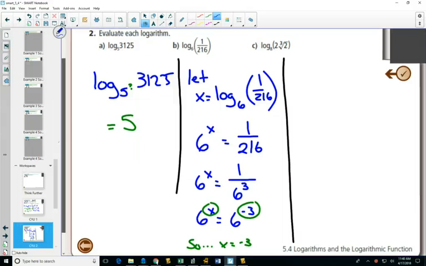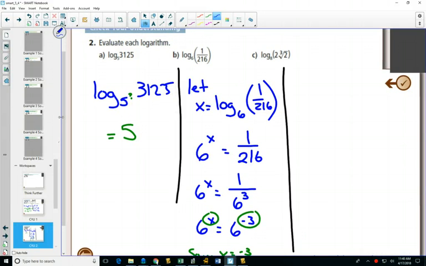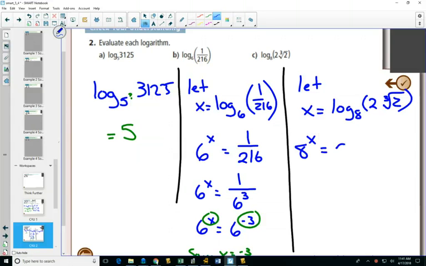So if you're going to use this technique of changing it to exponential form when you're evaluating, since we're introducing a value of x, we need to say what x is equal to. So if I say x is equal to log base 8 of 2 cube root 2, then I can change it to exponential form. 8 to the power of x is 2 cube root 2. And now I have to see, can I get both of these sides of this equation with the same base? Are 2 and 8 ever in the same column? Yes, they are. 8 is 2 cubed.